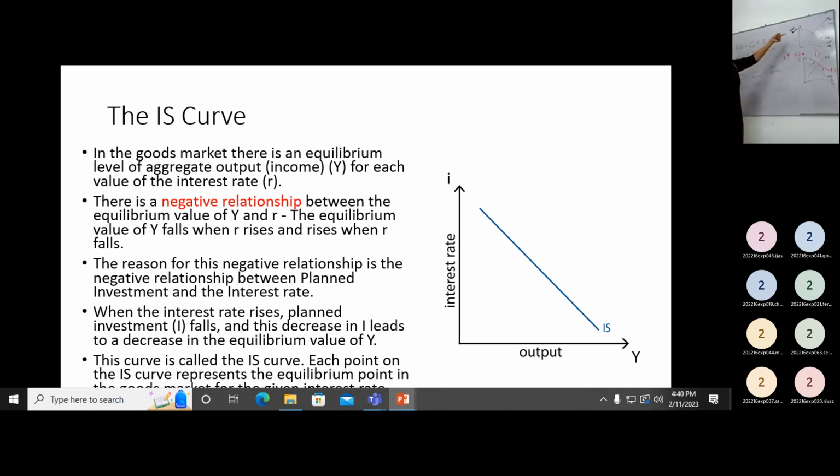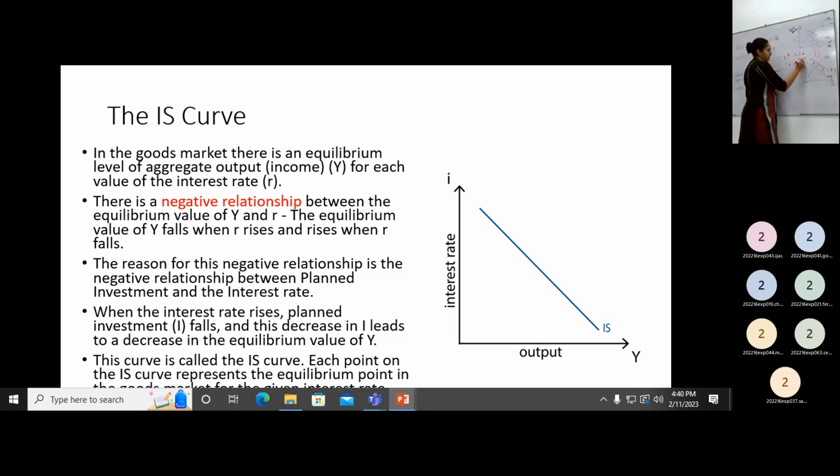Why? Because when the interest rate rises, consumption reduces, investment reduces, government expenditure reduces, so the aggregate demand reduces. And when the interest rate reduces, what will happen to aggregate demand? It increases, right? So can you see there's a negative relationship between interest rate and aggregate demand? That is why the IS curve drawn here has a negative slope, because of the negative relationship between interest rate and the aggregate demand, aggregate output or aggregate income of the economy. That's why the IS curve is negative. Is that clear?